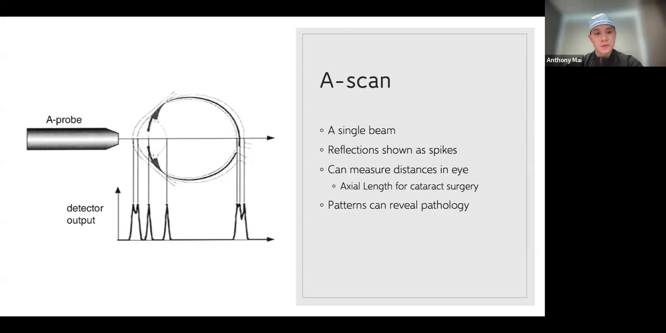Sometimes an A scan would still be helpful. Or let's say we're doing mission work and we don't have an optical biometer, doing an A scan here would still get us some information that we can use.